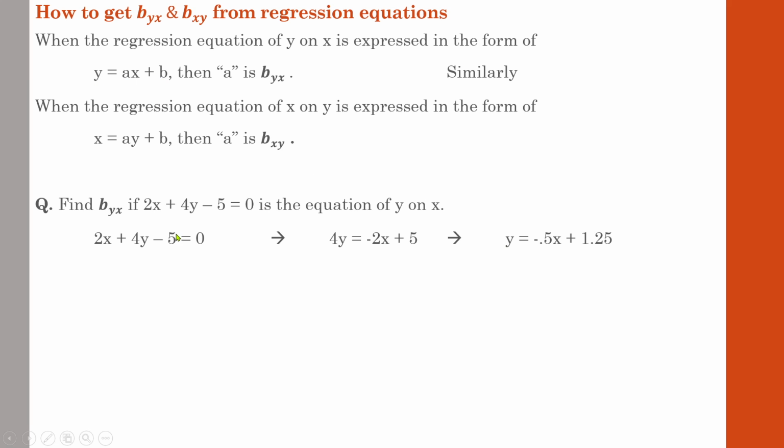See, this equation has been corrected to the method of least square equation of y equal to ax plus b. Here the variable minus 0.5x represents ax. X and x remain the same, so the value representing a is minus 0.5. So the value of byx is minus 0.5, whatever number is associated with x. See, this is how you can easily identify the value of byx from an equation.